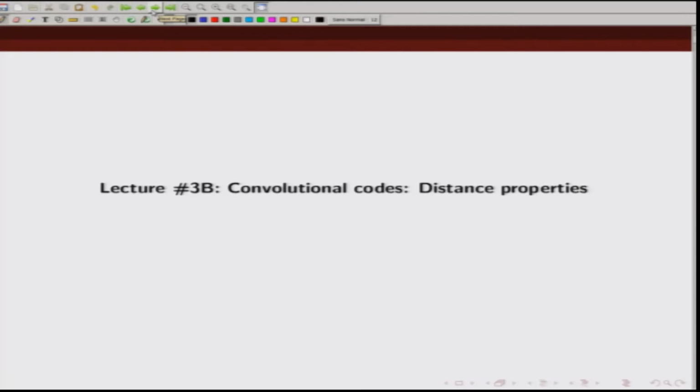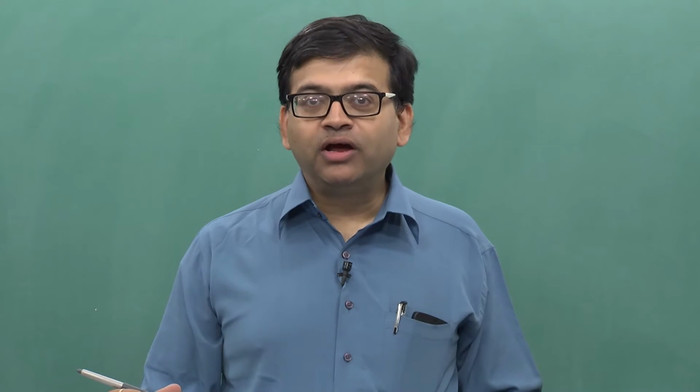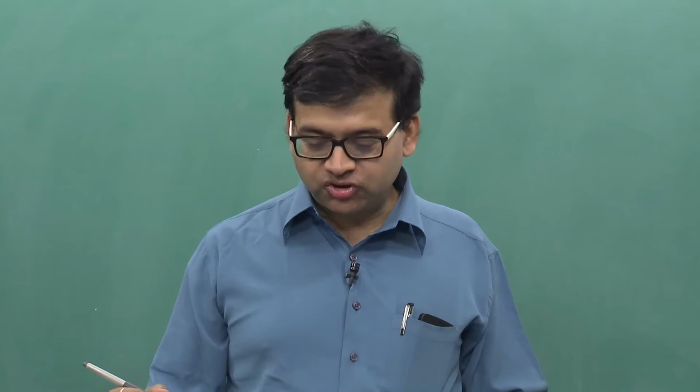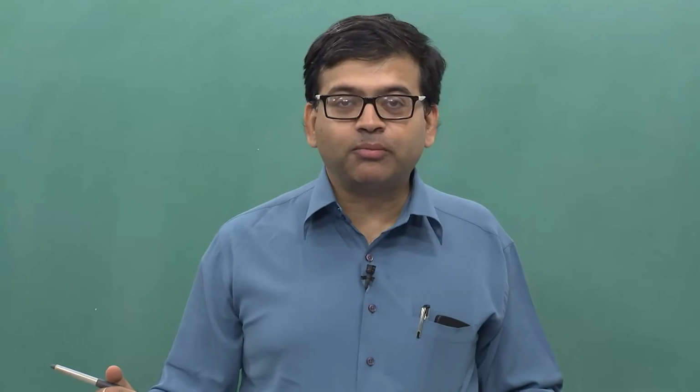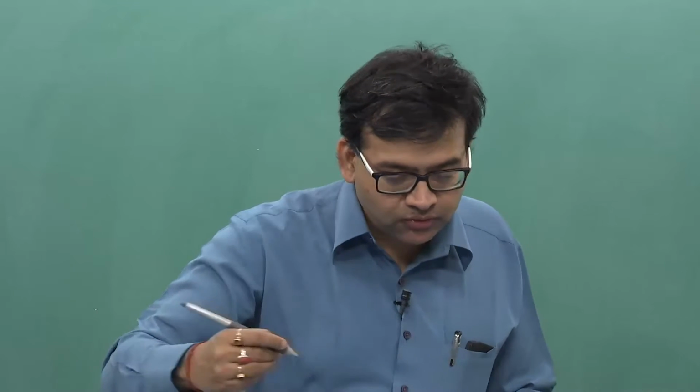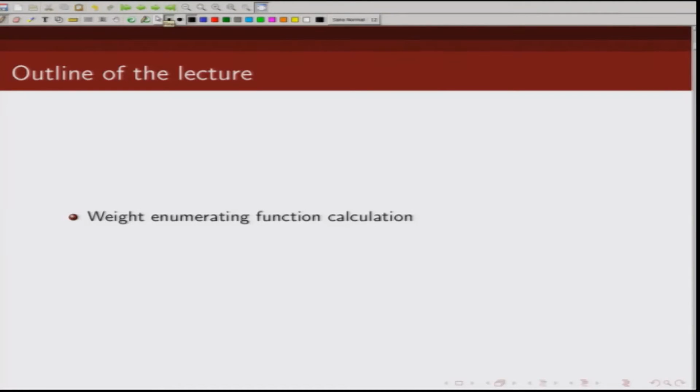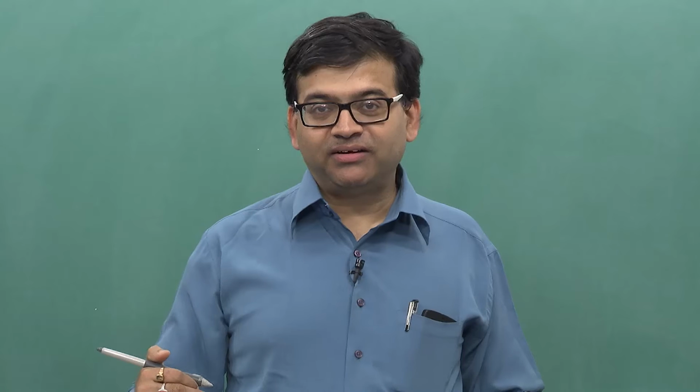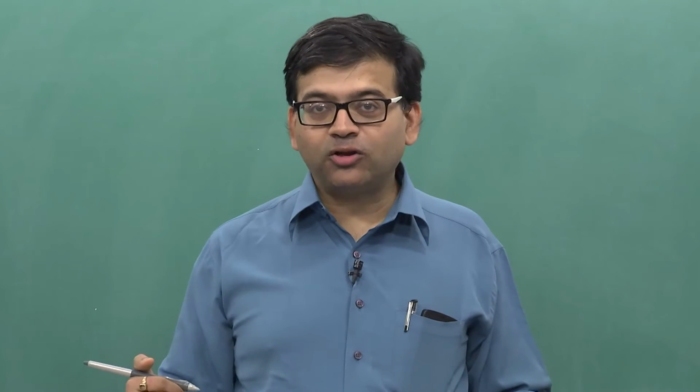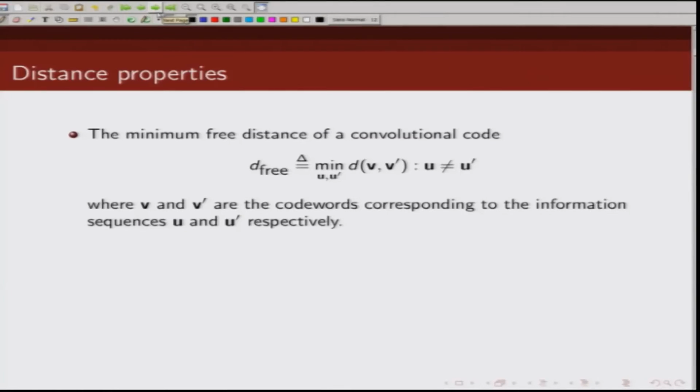So, in this lecture we are going to talk about how we can find out the weight distribution of a convolutional code, and we are going to discuss the distance properties of convolutional codes. So, this lecture deals with how we can enumerate the distance profile or the weight distribution of a convolutional code. Before we discuss a technique to find out the weight distribution, let us define what we mean by minimum free distance of a convolutional code.